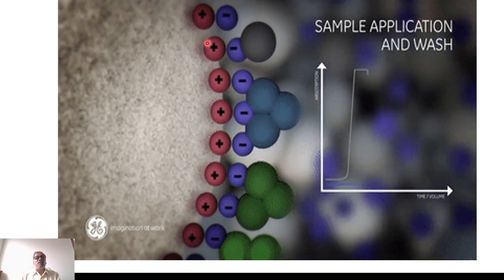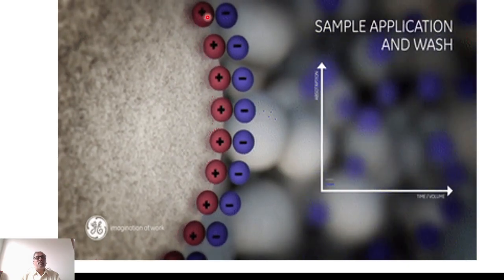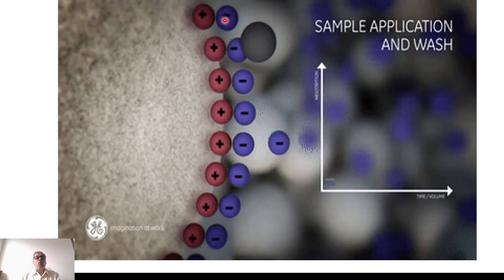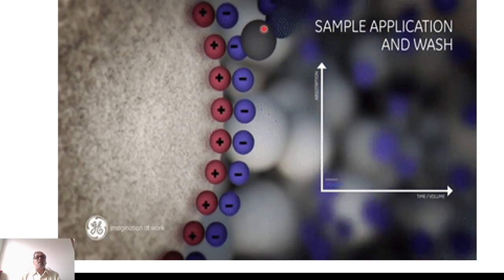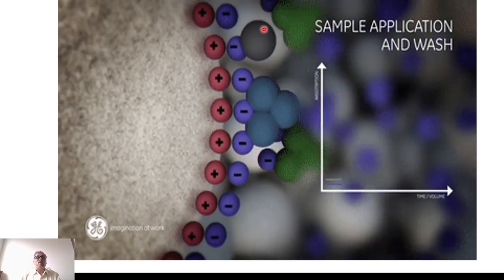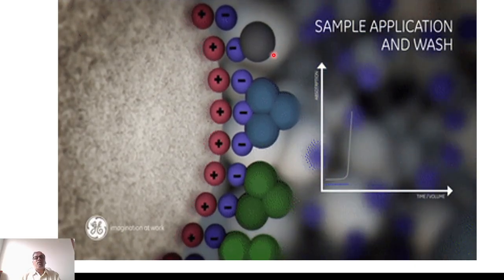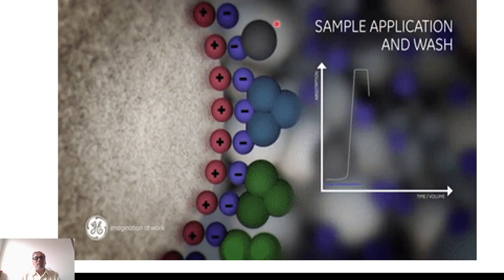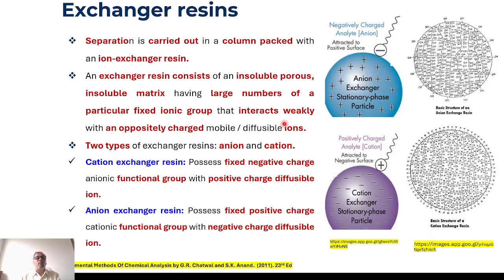Similarly, if the stationary phase material is totally opposite, assume this red color is negative and blue color is positive, that is cation exchange resin. So here positively charged cations in the sample can be easily separated, very effectively. Negative charge molecules and neutral molecules will not get separated, they will move away. So this is the outline principle.